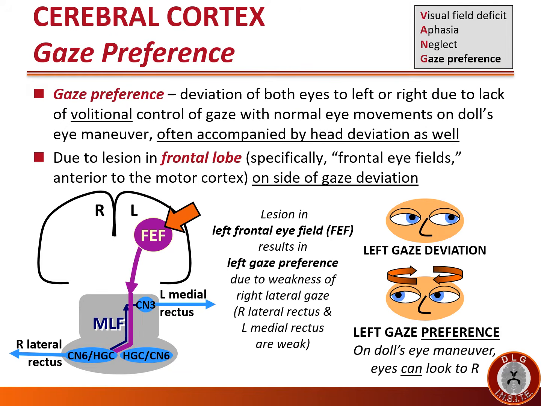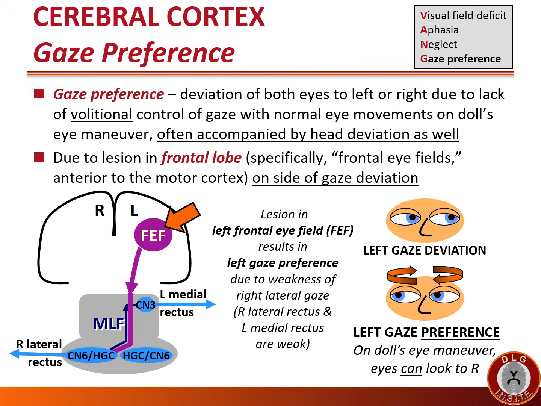The silent G in VAN refers to gaze preference, deviation of both eyes to the left or right due to lack of volitional control of gaze with normal eye movements on doll's eye maneuver, often accompanied by head deviation as well. Because gaze is a motor problem, weakness of eye muscles, the lesion causing gaze preference is in the frontal lobe, specifically the frontal eye fields, anterior to the motor cortex on the side of gaze deviation.